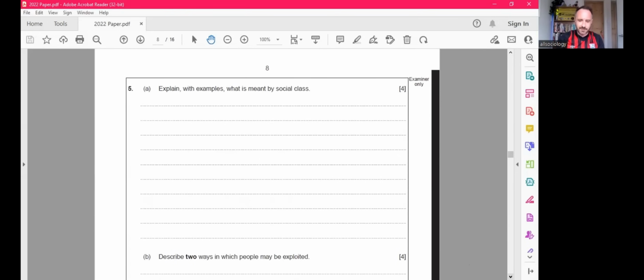Right, so we're on to question 5 now. It's a 4-mark question: explain with examples what is meant by social class. Because this is a 4-mark question, you're probably going to need to mention a couple of things here. And I think for me, the thing I'm going to talk about ultimately is that social class is about the job you do and the occupation you have.